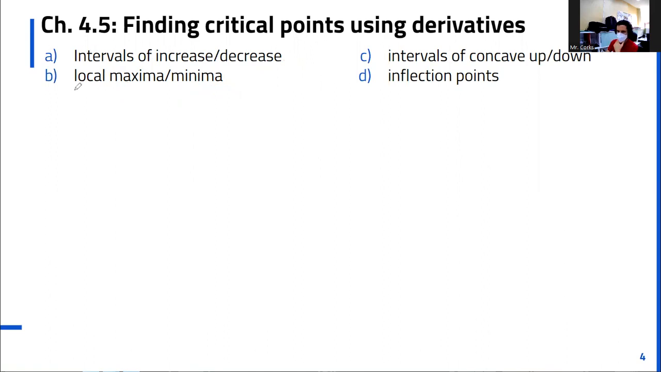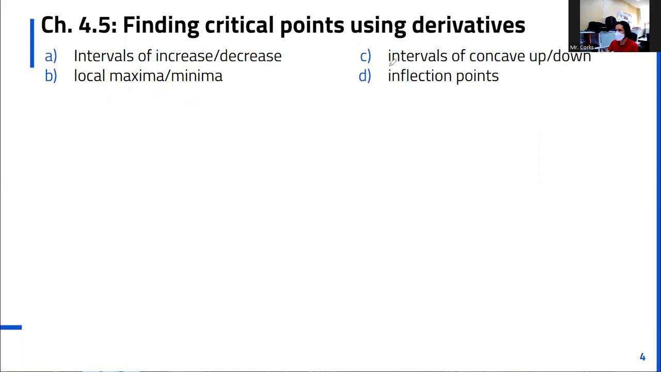Local here does not mean only local ones. A global maximum is also a local maximum in a local sense. It just happens to be a global maximum on top of that. So this is just basically saying, let's find the maximums and the minimums, but we don't need to figure out if they're just local or if they're also global. We'll just find the maximums and minimums.